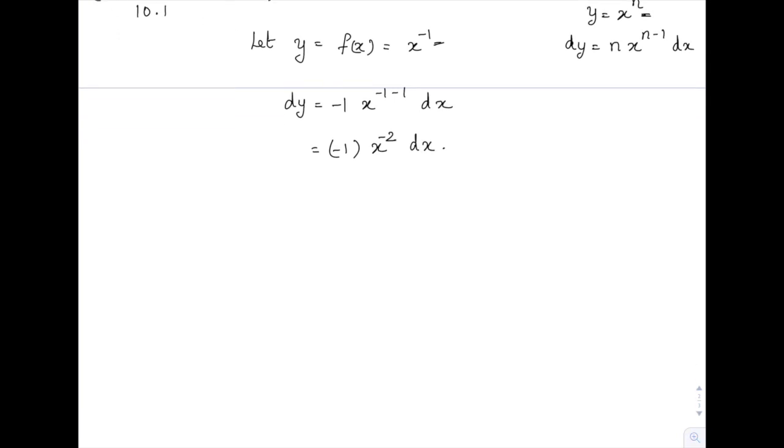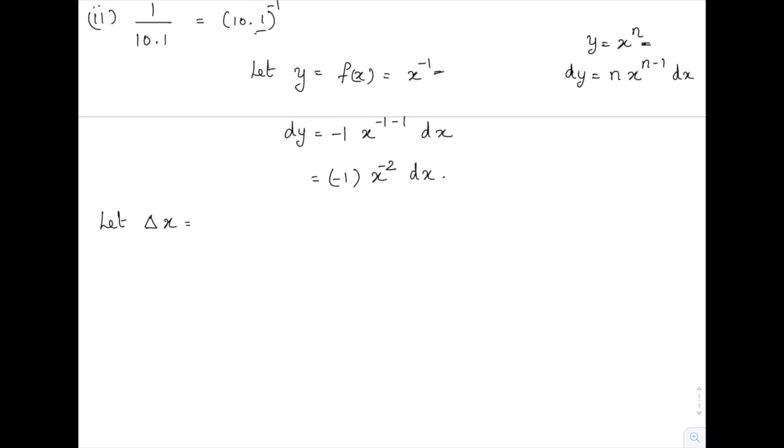Alright, then let delta x, that is the one after the dot, you have to take it. That means delta x is equal to 0.1, which is equal to dx. And also what you know, x is equal to 10. From this what you can know is f of x is equal to x to the power of minus 1. You know x is 10, so 10 to the power of minus 1, which is 0.1.